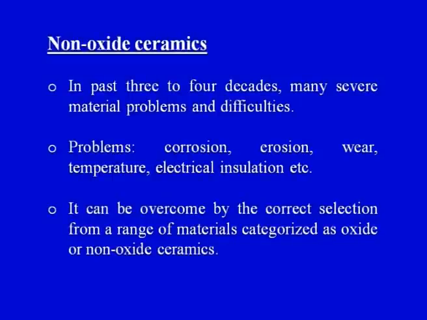So basically, in the past 3 to 4 decades, many severe material problems and difficulties have arisen, such as corrosion, erosion, wear, temperature and electrical insulation. These are some of the problems that exist, and they can be overcome by the correct selection from the range of materials categorized as oxide and non-oxide ceramics. This just gives you a highlight of the application spectrum in which non-oxide ceramics can be used. But what exactly are non-oxide ceramics? We should try to understand that also.